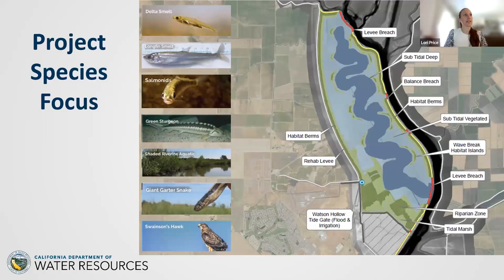As Morgan mentioned, one of our project goals is to restore and enhance a mosaic of native habitats on the site. As we develop alternatives, one focus of the design is based on providing ecological benefits for sensitive species in the Delta. Restoring tidal inundation and creating subtidal and tidal aquatic habitats is expected to provide refugia, spawning areas, and foraging and rearing habitat for species such as Delta smelt, longfin smelt, salmonids, and green sturgeon.